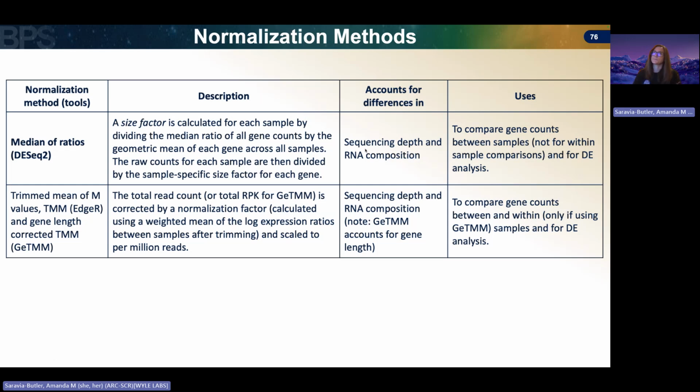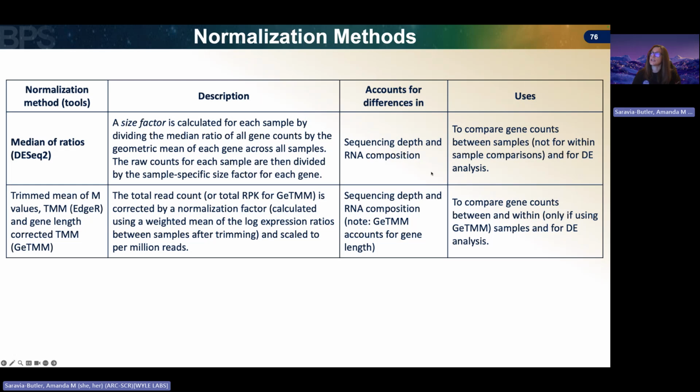And then another normalization here is the trimmed mean of M values, or TMM. EdgeR is a tool that does this normalization method. You can also do the GeTMM, which is TMM with gene length correction. And so what this normalization method does is the total read count, or total reads per kilobase, if you're using the gene length corrected TMM, is then corrected by a normalization factor, which is calculated using a weighted mean of the log expression ratios between samples after trimming. And then that's going to be scaled to per million reads.